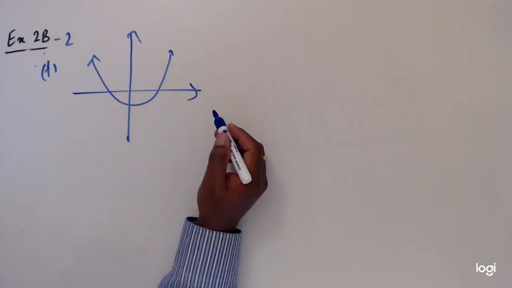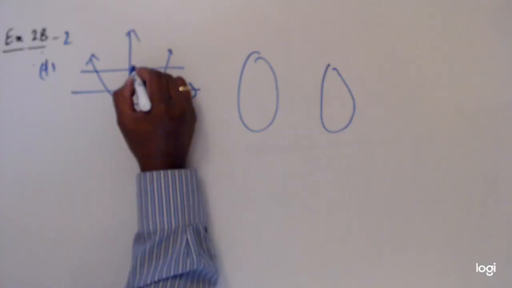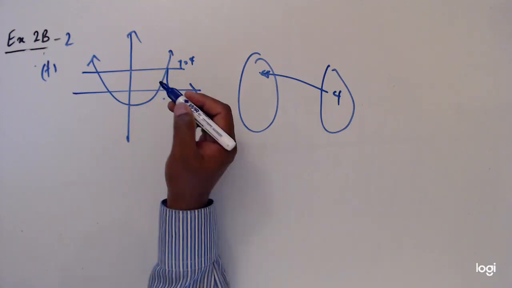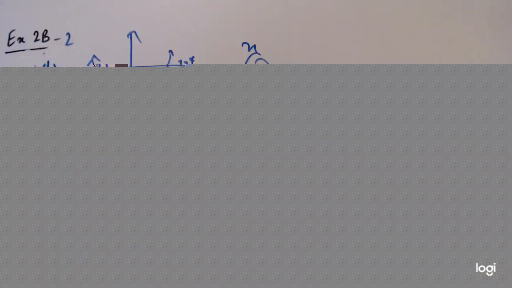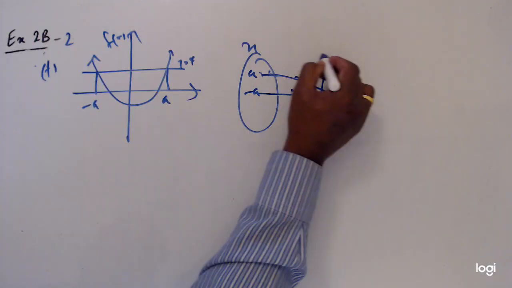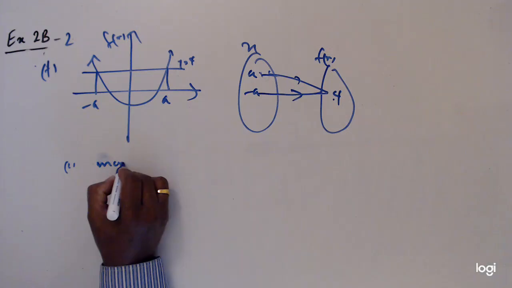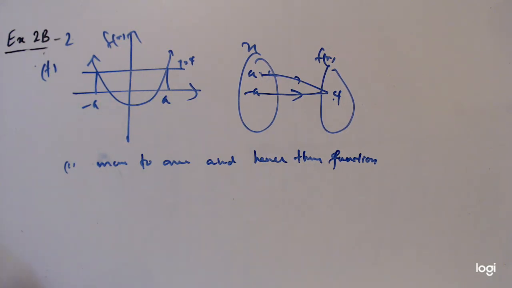This is clearly many to one. If you take one y value, let's say y equal 4, you have two x values for it. Let's say a, and this one is minus a. When x equal a, you will get 4. When x equal minus a, you will also get 4. So this is f(x). This is a function. This is many to one. Many to one, yes, this is a function, and you have to write the reason.